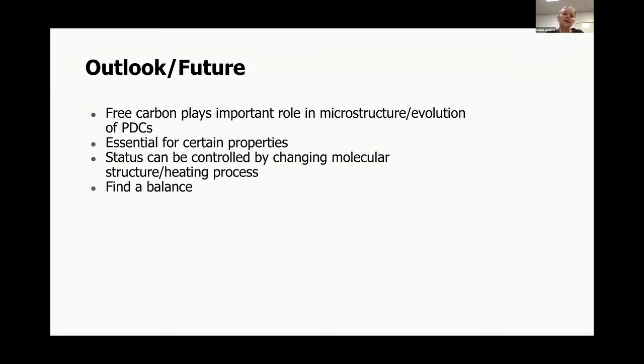So one of the important things that people are trying to do is to find a balance of the amount of free carbon in your PDC, which you can control for the most part, because again, it's going to help some properties, but it's also going to hinder other properties. So finding a balance is going to be very important moving forward for improving the applications of polymer-derived ceramics. So that is what I have.